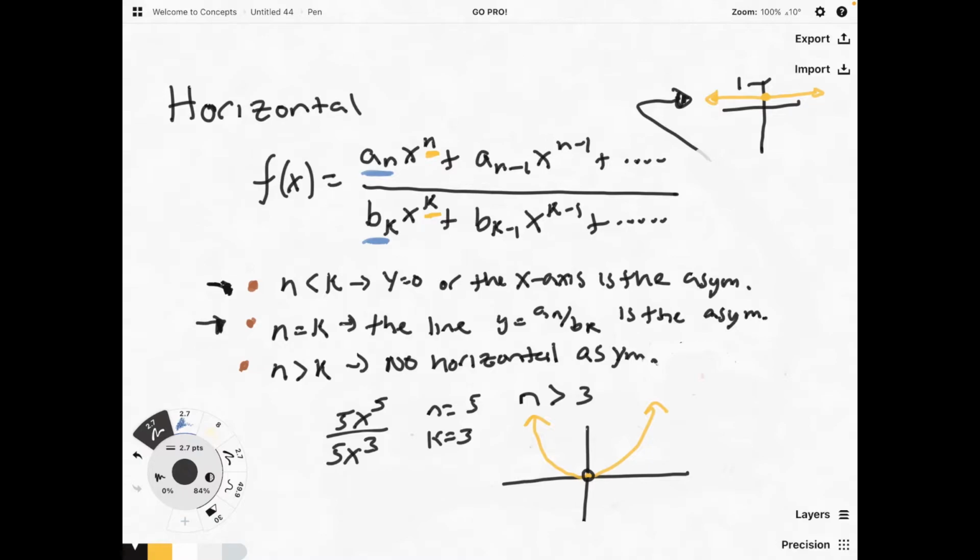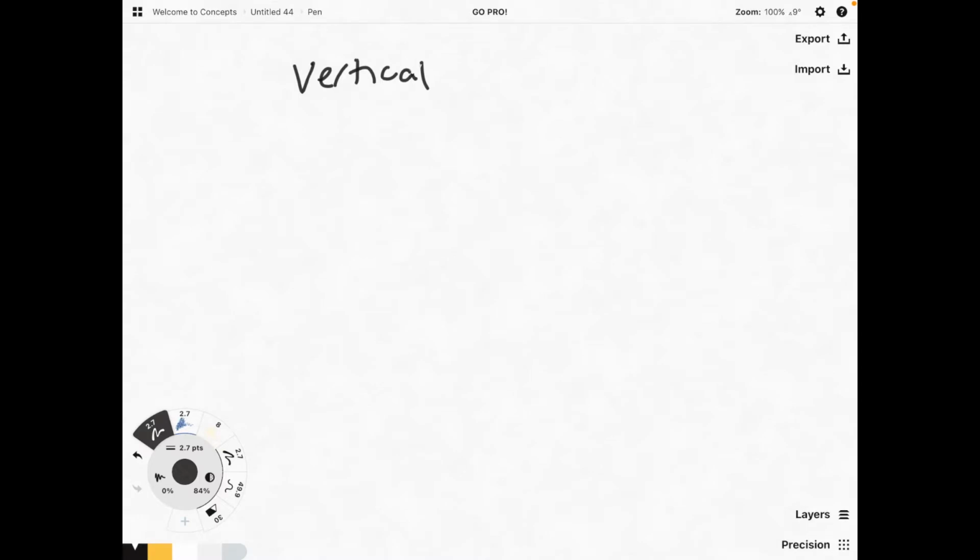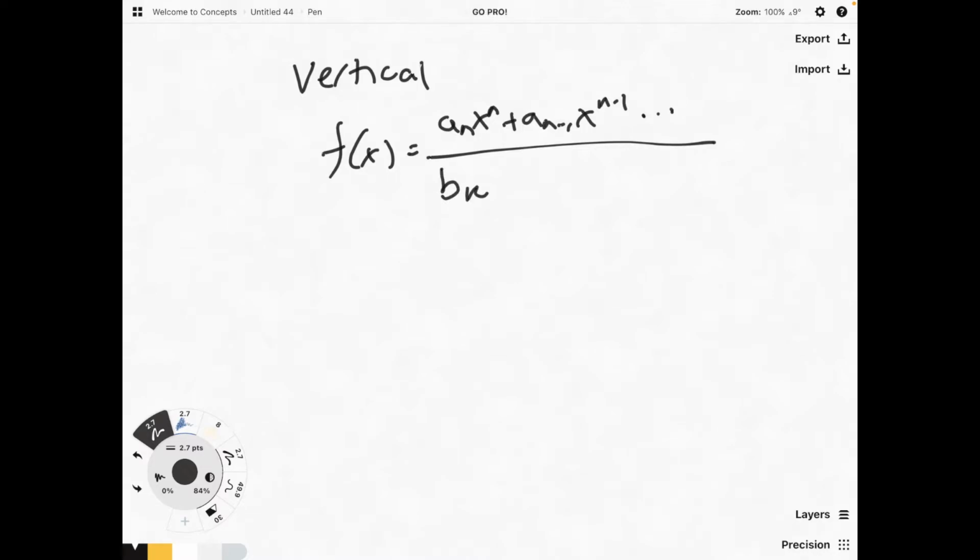Now that we understand horizontal asymptotes, let's look at a few rules for vertical asymptotes. For vertical asymptotes, this is pretty simple. If you have the function f of x equal to some an x raised to the n plus an minus 1 x to the n minus 1, and you continue that, divided similarly by bk multiplied by x raised to the k power plus bk minus 1 multiplied by x raised to the k minus 1 power, and you continue that.